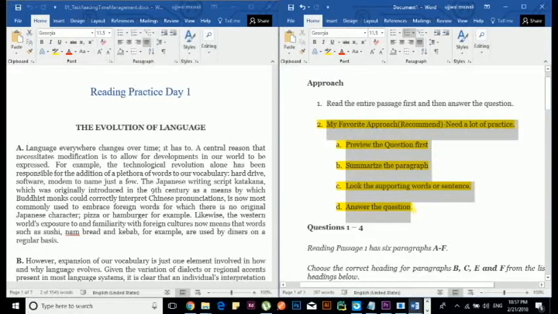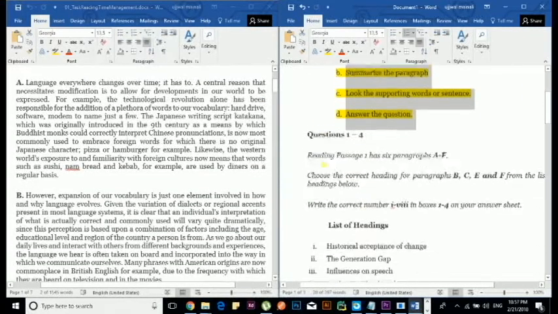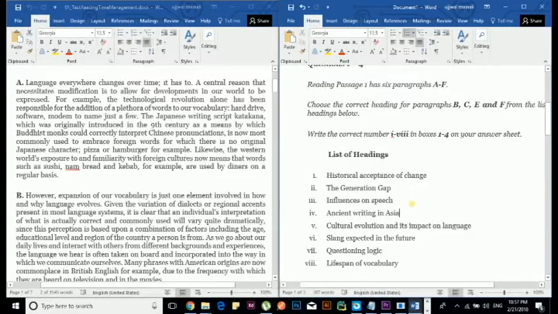So rather than explaining all the steps, I'll show you a demo of the implementation part of this rule number two. So let's preview the questions at the very first. Previewing the questions gives you an idea of what information you have to look for and where to look for it.